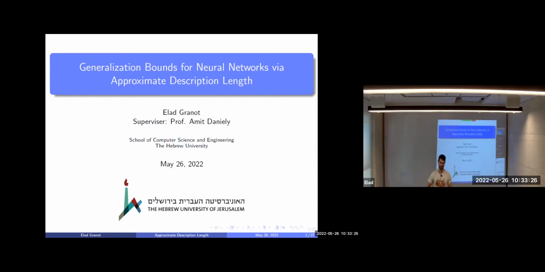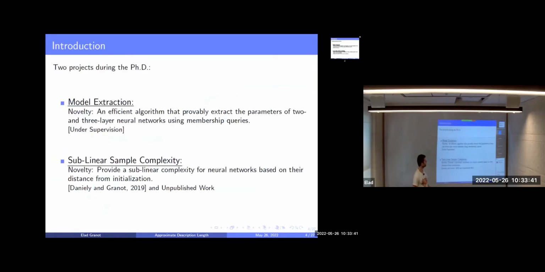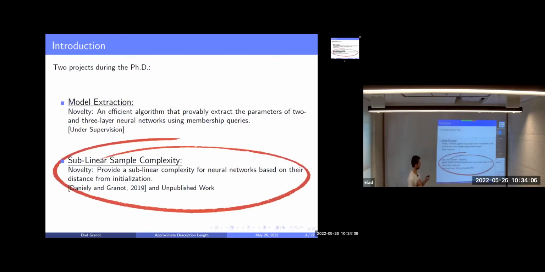So today my name is Elad, and today I'm going to talk about part of my PhD. During my PhD, I mainly focused on two projects. The first one we called model extraction, in which we managed to show an efficient algorithm that can provably extract the exact parameters of 2 and 3 layer neural networks. And the second part was to obtain sublinear generalization bounds for neural networks. And this is what I'm going to talk with you today.